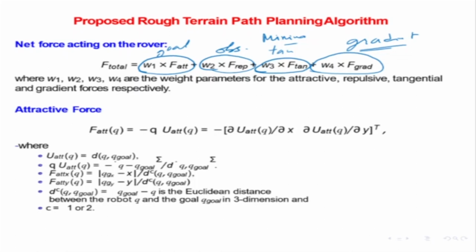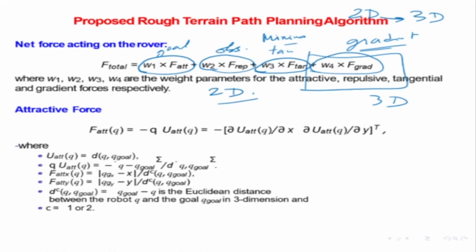This is one way in which we can operate in 3D now. So this is an algorithm extension from 2D to 3D. I've added this one to take it to 3D now. Okay, so this is 3D, this part is 2D. Okay. Now I have to write my attractive force and repulsive force.